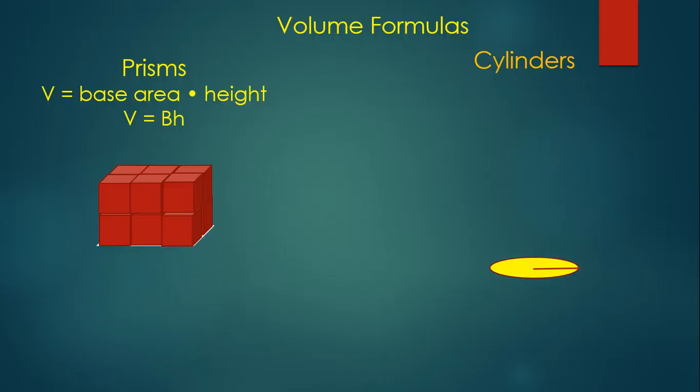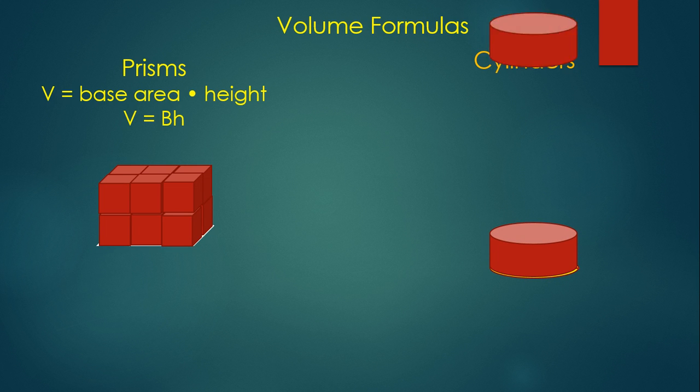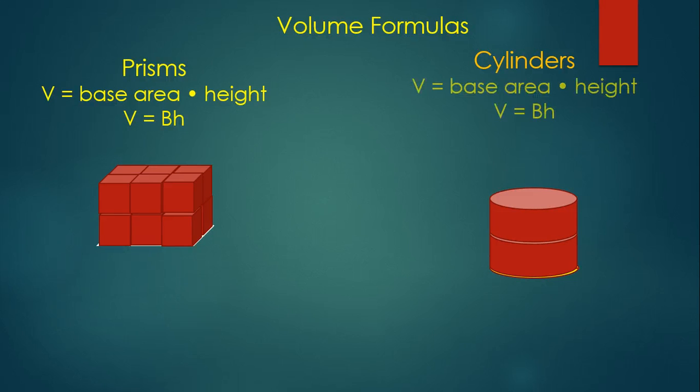Now imagine that we take that base and we start to stack layers on top of it. So if we multiply the area of the base times the height of all those layers, we'll still have the volume. Which means for cylinders, the formula for finding the volume of a cylinder is identical to the formula for finding the volume of a prism. It's still the base area times the height. And remember, if the base is a circle, we could even say that the volume is pi r squared, because that's the area of the circle, times the height of the cylinder.